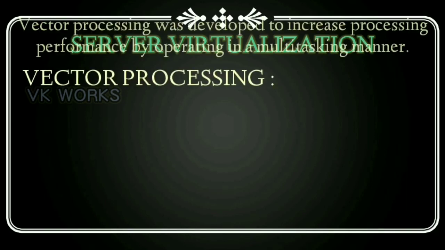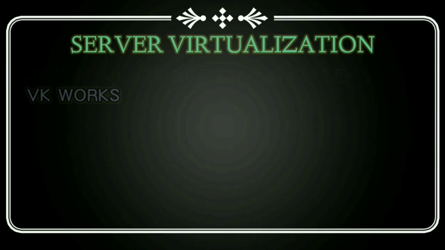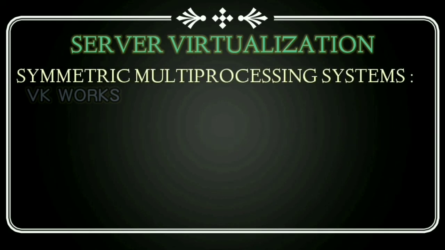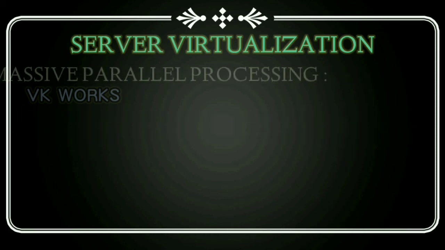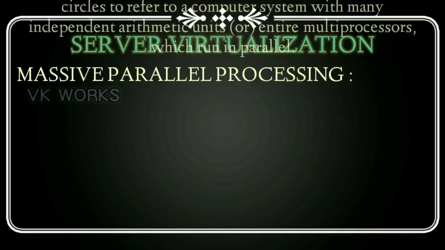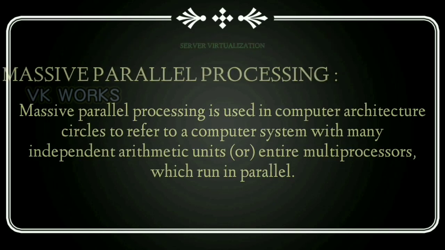Vector processing. Vector processing was developed to increase processing performance by operating in a multitasking manner. Symmetric multiprocessing systems. Symmetric multiprocessing is meant to address the problem of resource management in master/slave models. Massively parallel processing. Massively parallel processing is used in computer architecture circles to refer to a computer system with many independent arithmetic units or entire multiprocessors which run in parallel.